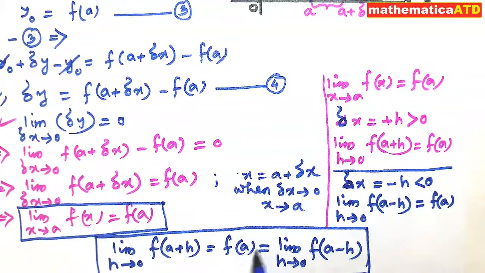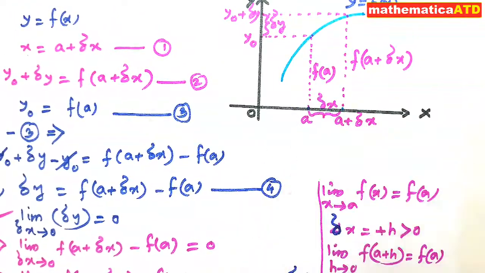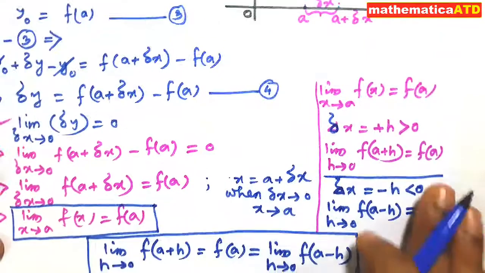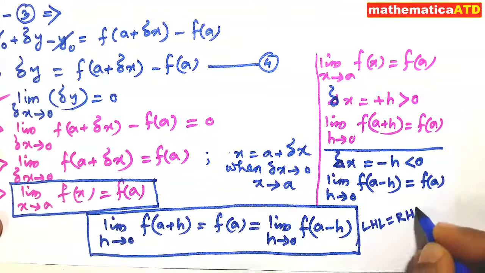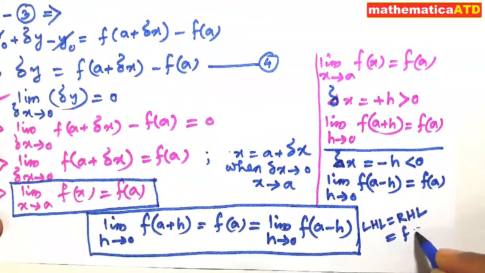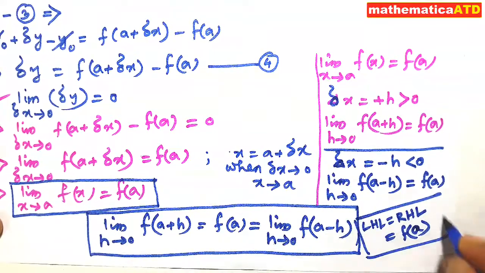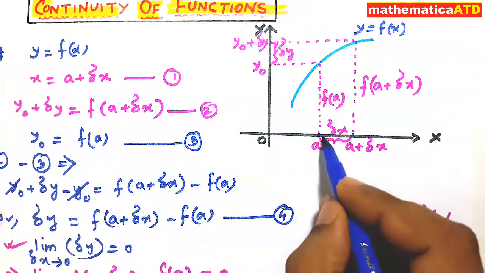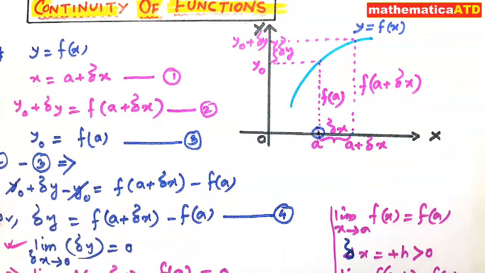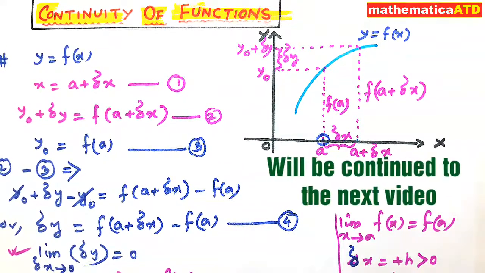What is f(a)? That means the value of the function f(x) at the point x is equal to a. So when LHL is equal to RHL is equal to value of the function at the point x is equal to a, then we can say that the function f(x) is continuous at the point x is equal to a. Okay, now we shall see the graphical interpretation of the continuity of functions.